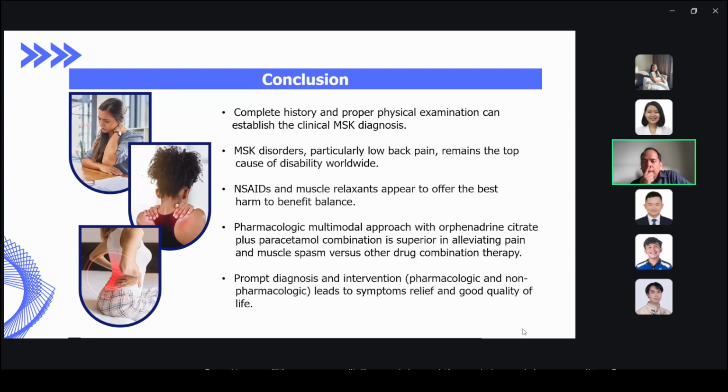Okay, so for the last slide, complete history and proper physical examination can establish the clinical MSK diagnosis. We have extensively discussed the steps and algorithm. MSK disorders, particularly low back pain, remain a top cause of morbidity worldwide, as evidenced by the Global Burden of Disease and the WHO report. NSAIDs and muscle relaxants appear to offer the best harm to benefit balance based on the meta-analysis published in 2021. A pharmacologic multimodal approach with orphenadrine citrate plus paracetamol combination is superior in alleviating pain and muscle spasm versus other drug combinations, and from diagnosis and intervention, both pharmacologic and non-pharmacologic lead to symptom relief and good quality of life.